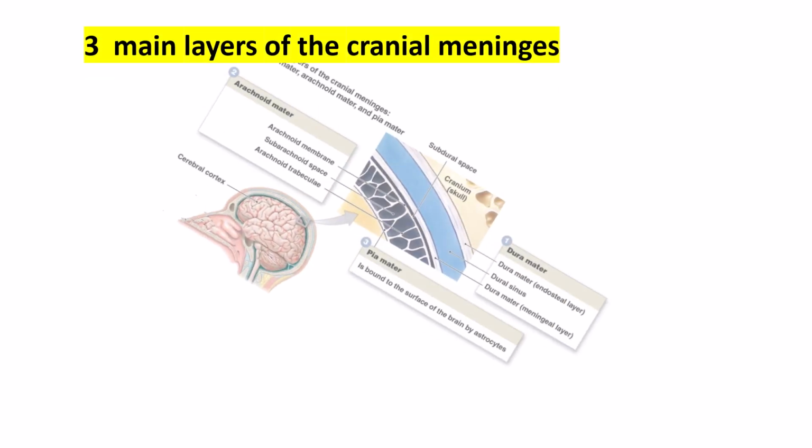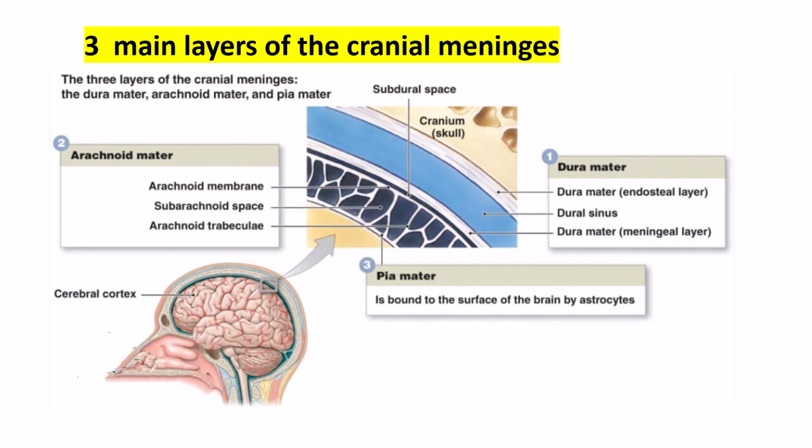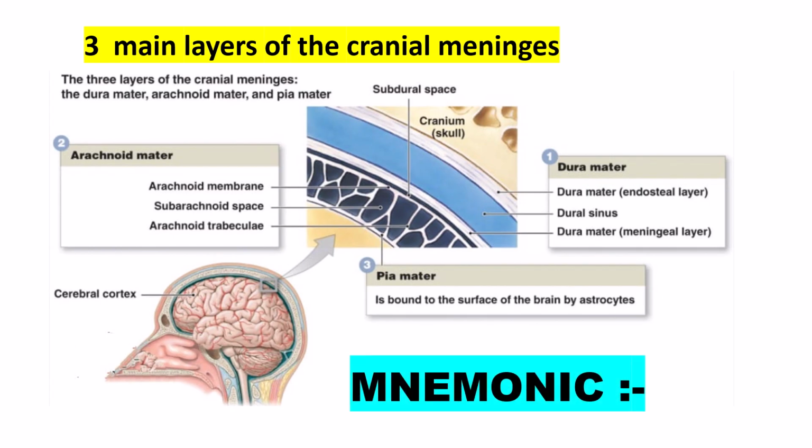The 3 main layers of cranial meninges include the pia mater, arachnoid mater, and the dura mater. With this easy mnemonic, you can memorize PAD: inner pia, middle arachnoid, and outer dura.